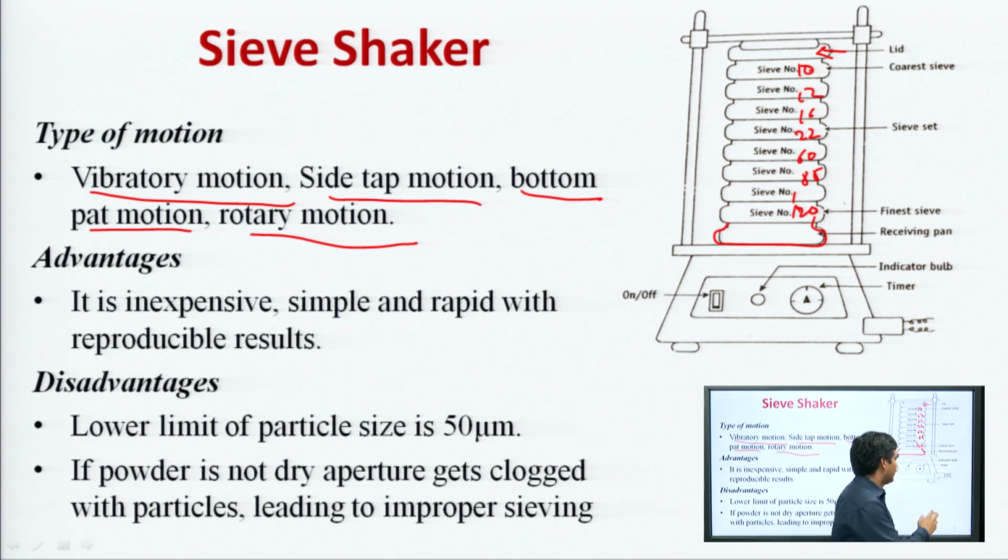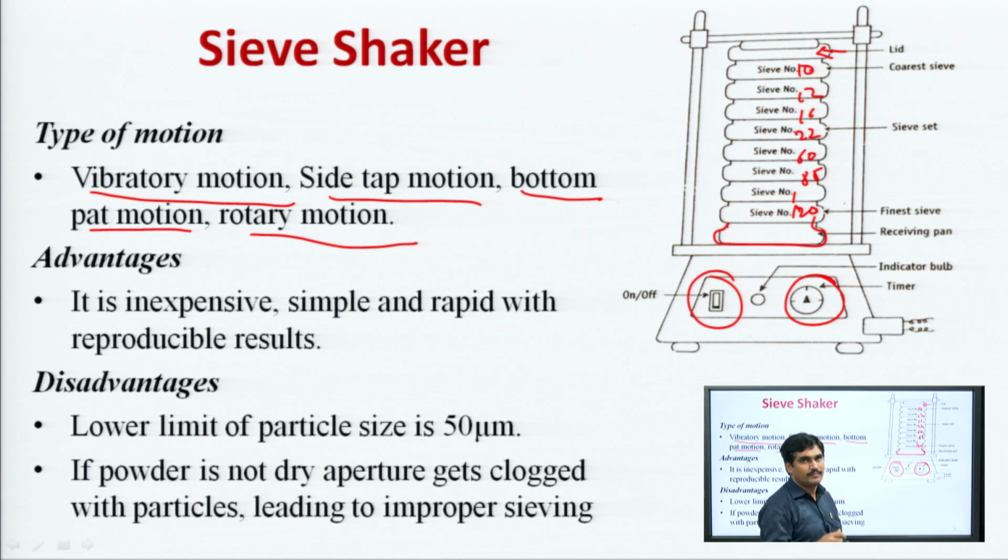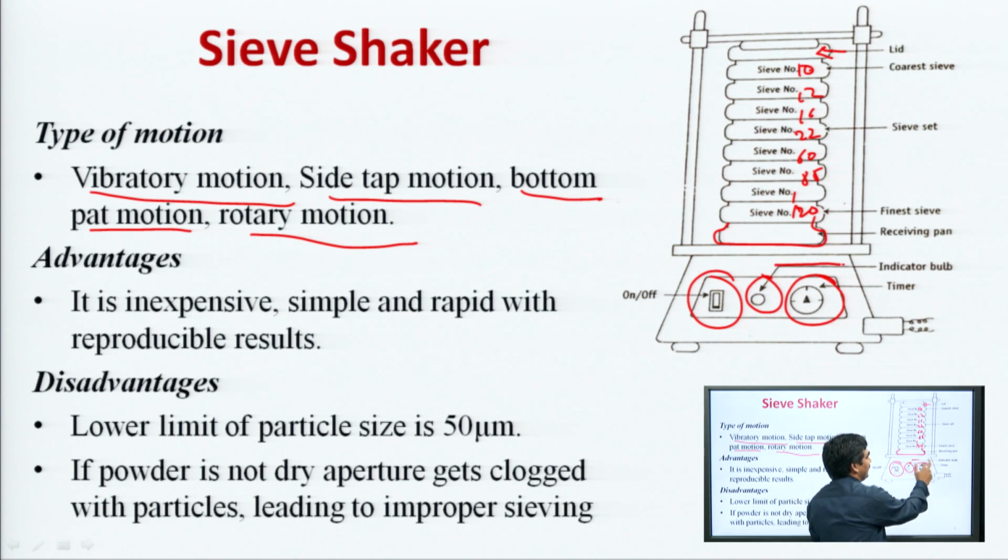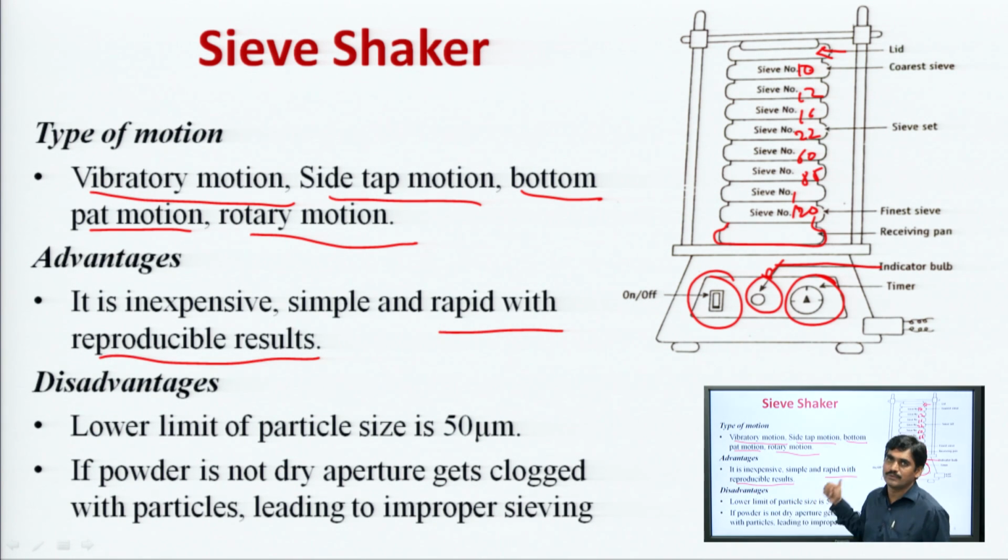Here you will find a switch for the on off button. This is the timer through which we can set the time for operation of this sieve shaker apparatus, and this is the indicator bulb. Okay. So, the advantages of this apparatus are that it is an inexpensive, very simple apparatus, and we can get reproducible results by use of this sieve shaker apparatus.